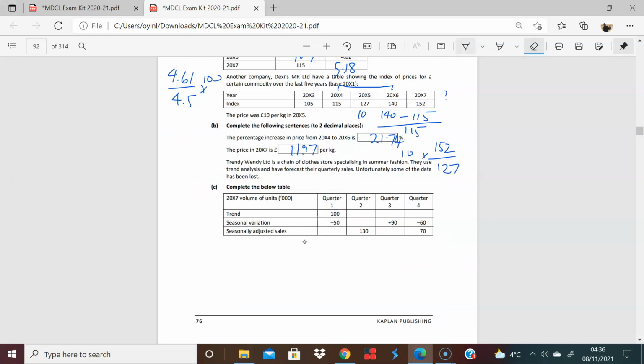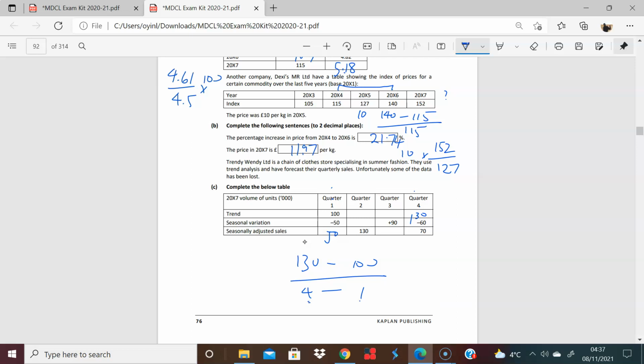Right, and finally, we're given some information, typically quarter one and quarter four, so we can work a few things out. We know the actual event is 50 below the trend, so we know this is 50. And we know the actual event here is 60 below the trend, so we know this is 130. So if I know quarter one and quarter four, I can do a high-low method and find out what the actual change in trend is.